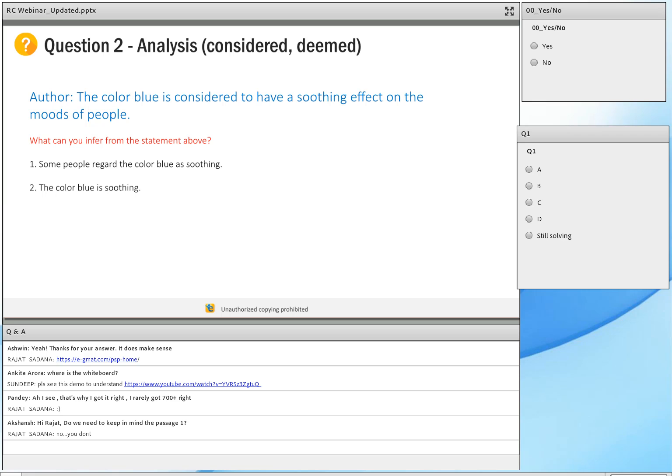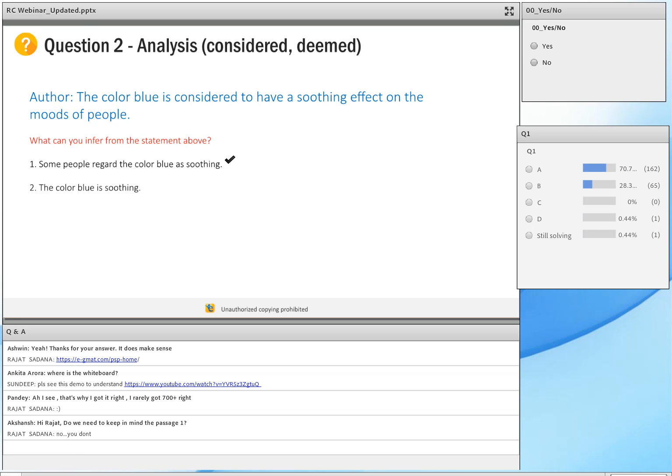Let's get a few more responses. I have close to 200 responses. That is good. 3, 2, and 1. Let me end the poll. Broadcast the results. 71% of you say it's A, that some people regard the color blue as soothing, and you guys would be correct. That is correct.